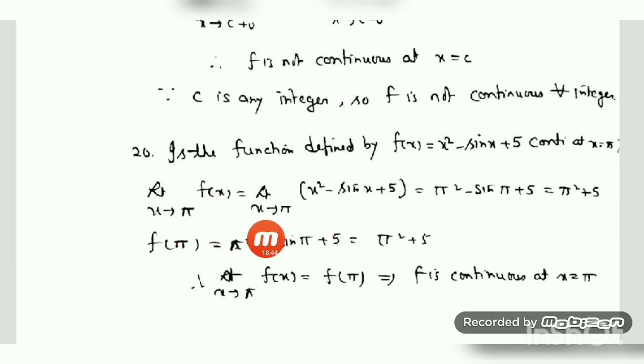Limit as x tends to pi of f(x). So put the value of f(x). We will have pi square minus sin pi plus 5. Pi square remains as it is, and sin pi we know is 0. So it is pi square plus 5. Similarly, at the point x equal to pi, we have f(pi) equal to pi square minus sin pi plus 5, the same way, pi square plus 5. So we have seen the limit value is equal to the function value. That means f is continuous at the point x equal to pi.